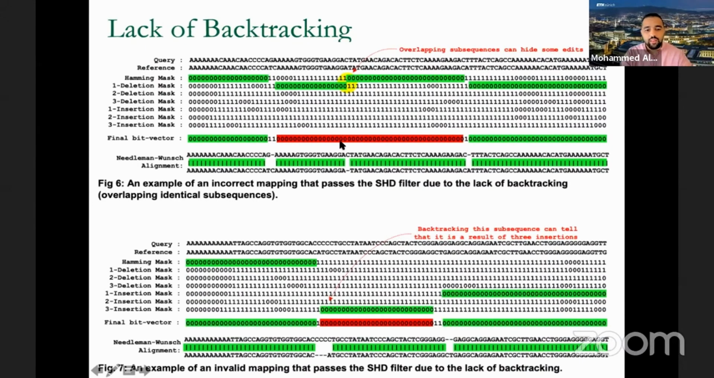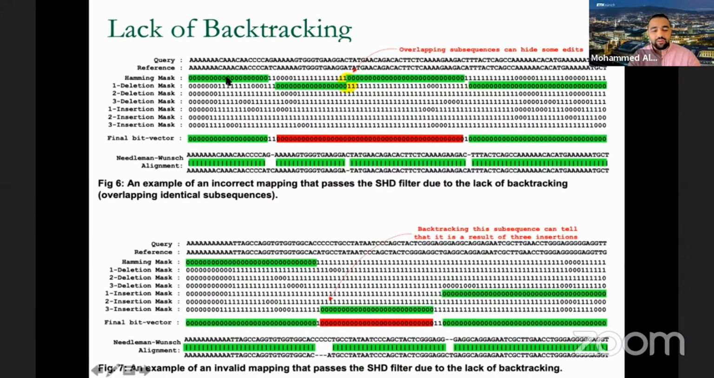Okay. Yeah, so lack of backtracking can always cause a problem. Why is that? Because think about the things highlighted in yellow. There are no ones over there, right? So once we do the AND operation, it sounds like a single segment in the final bit vector, and it sounds like we don't have any edit operation happening over there.